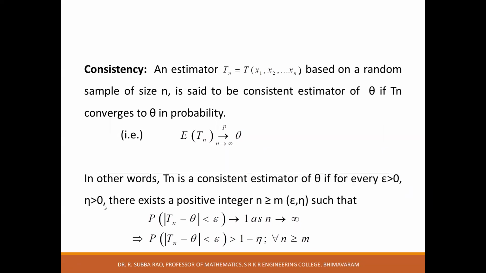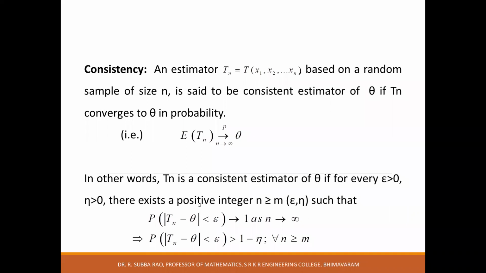there exists some eta greater than 0, and a positive integer m, and of course n greater than or equal to m, such that probability of modulus of Tn minus theta is less than epsilon tends to 1 as n tends to infinity. And also you can write it as probability of modulus of Tn minus theta is less than epsilon greater than 1 minus eta for all n greater than or equal to m. So this is more or less a definition of the convergence. Simply speaking, consistency means convergence in probability.